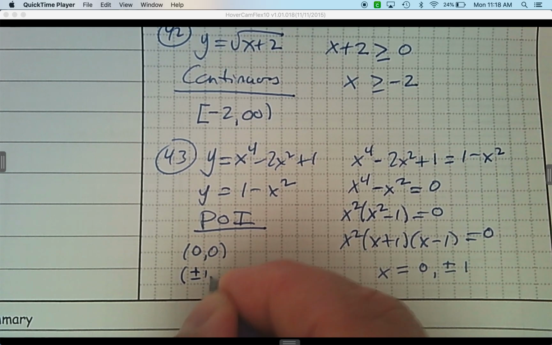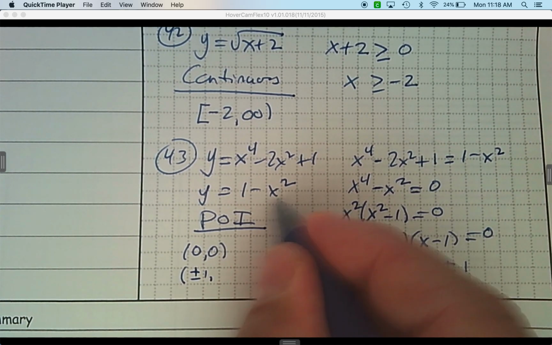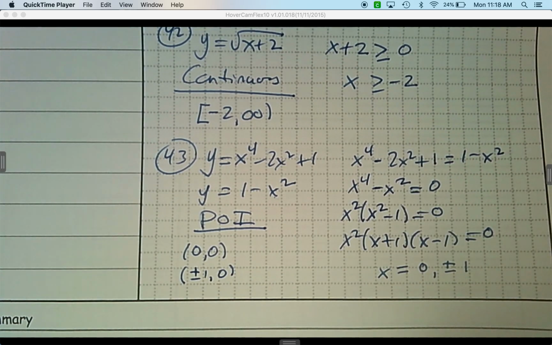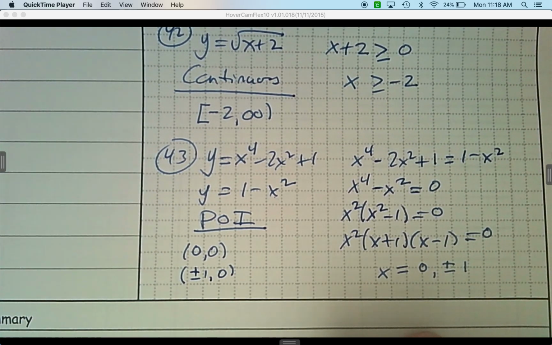So I'm going to write it like this. So positive 1 gives me the answer 0. And negative 1 gives me the answer 0. So positive 1 and negative 1 both give me the answer 0. Those are my points of intersection.